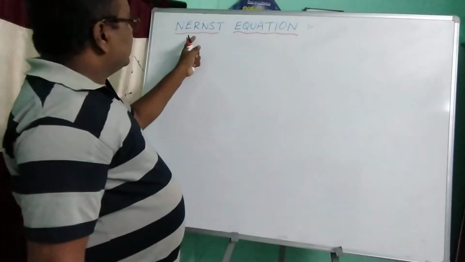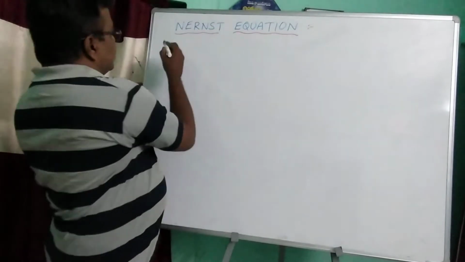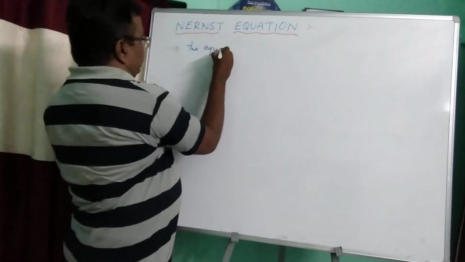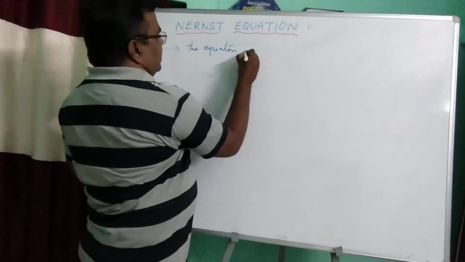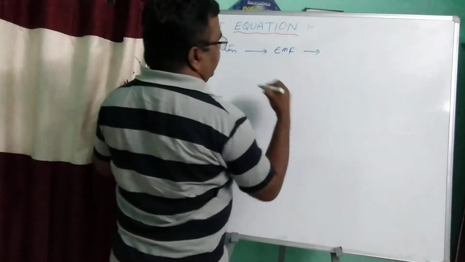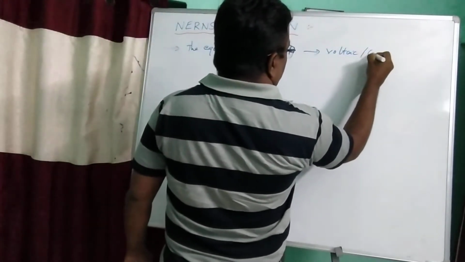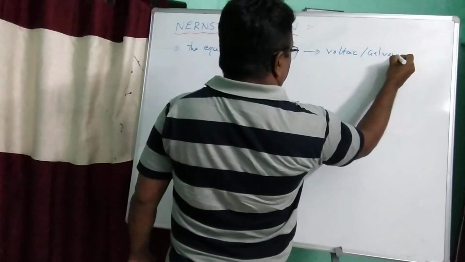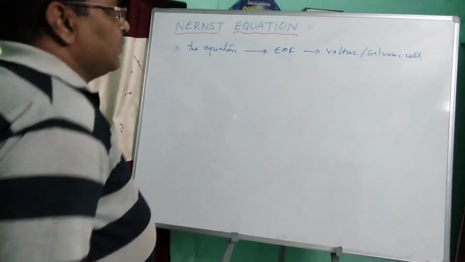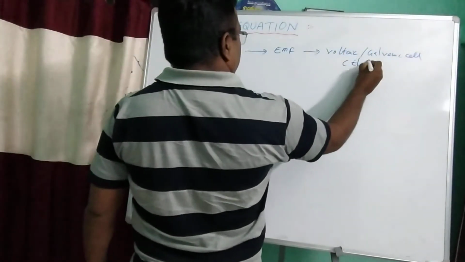So dear students, in this class we have to explain about the Nernst equation. What is the Nernst equation? The equation which is used to calculate the EMF of the given voltaic or galvanic cell is known as the Nernst equation. We know that voltaic or galvanic cells are electrochemical cells.